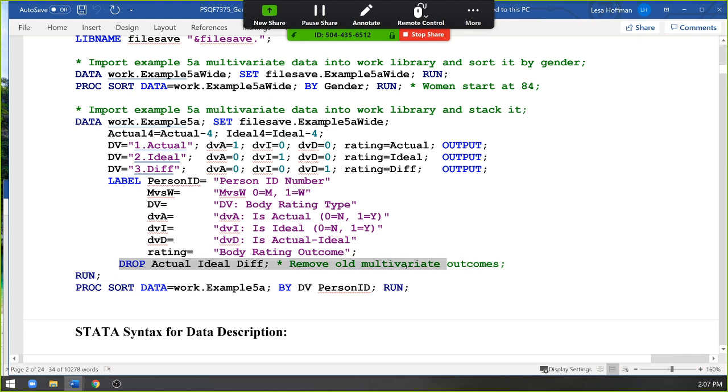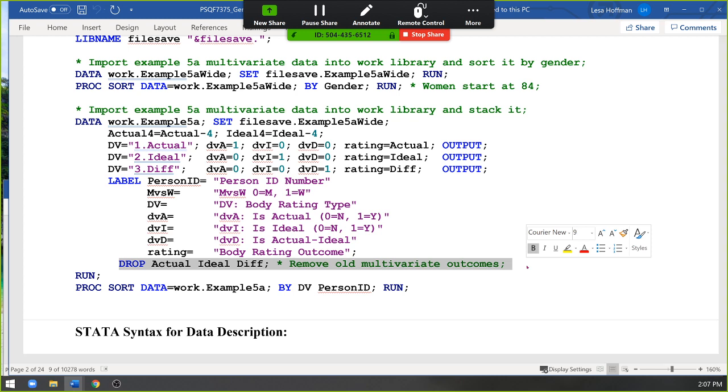I dropped the original outcomes just because I didn't need them anymore, but it doesn't hurt anything if you leave them in. I was trying to literally come up with a data set that would fit on one page to make the handout, and it was too long otherwise. So that was the only reason I did that.